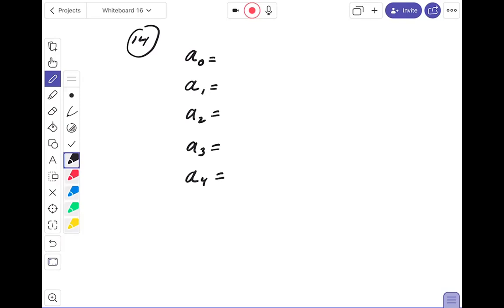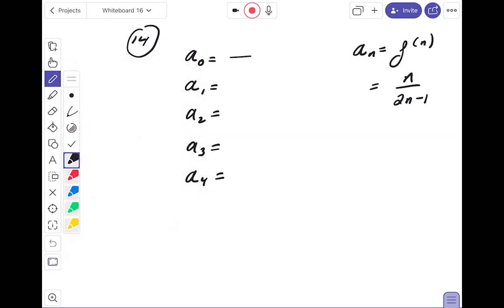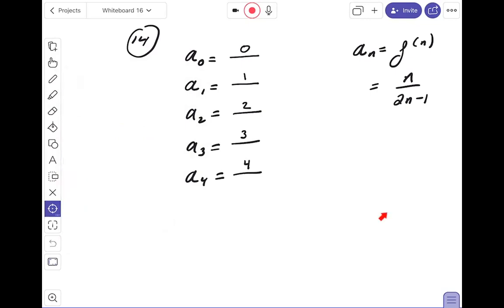Now, what's the formula? It's not a bad formula. An is a function of n. And what is it? It's n over 2n minus 1. Well, the way I like to do these problems, it might be different than you. I just like to put the n down, and that's on top. It's going to be 0, 1, 2, 3, and 4. I want to point out what I did. All I did was the top.